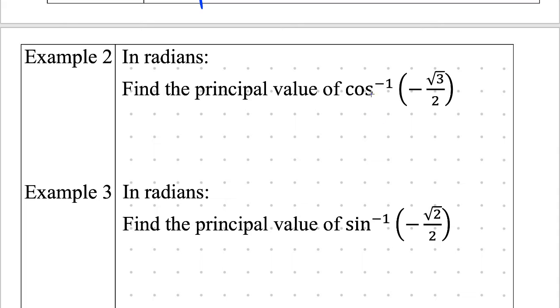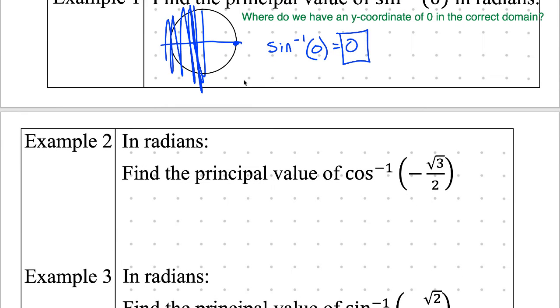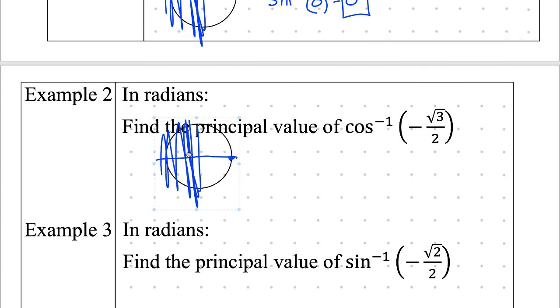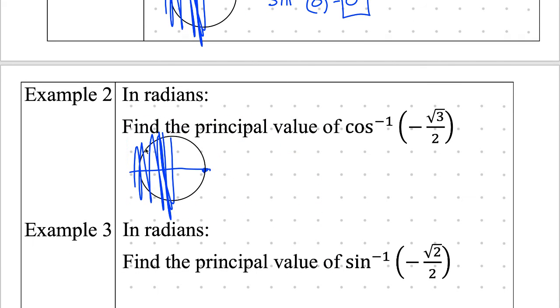All right, so let's go ahead and copy paste this diagram up here down here. I'm going to get rid of those scribbles because that isn't the right area. So arc cosine needs to be on the top. So I'm going to go ahead and scribble out the bottom. It can't be anywhere down there. It has to be somewhere on the top. And I'm looking for an x coordinate because it's cosine.